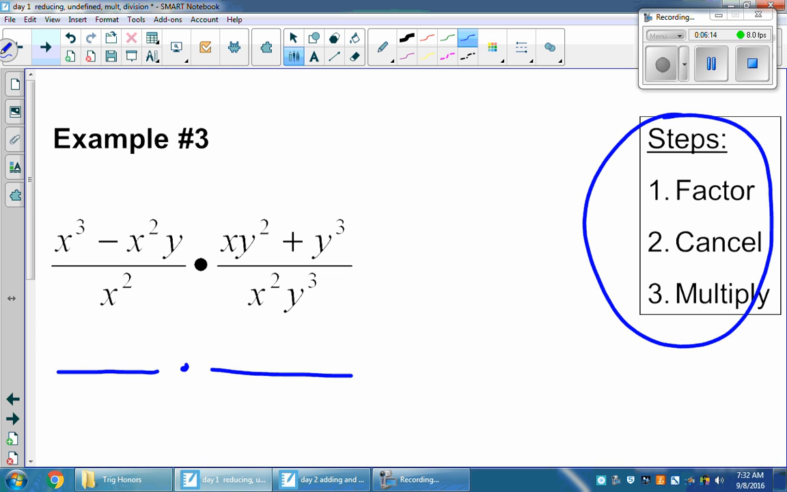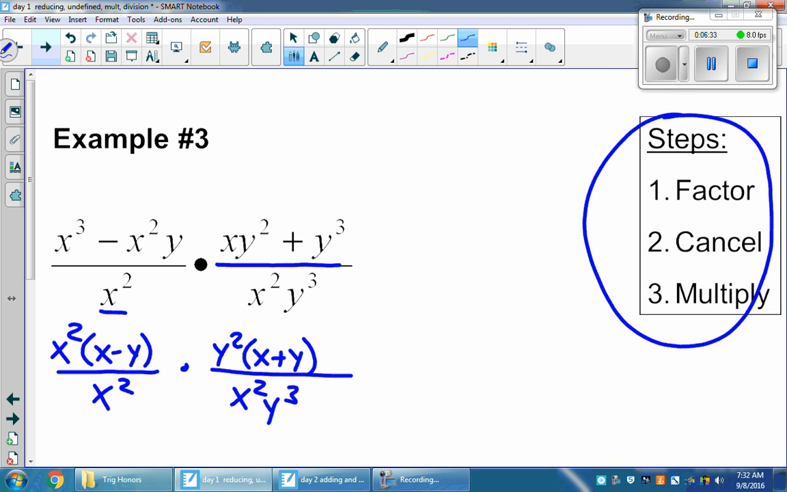So let's see, first that top goes x squared, x minus y. Here can't factor, so I just write that down. So now I'm here, let's see, I could pull out a y squared, I'm left with x plus y. Bottom, nothing.